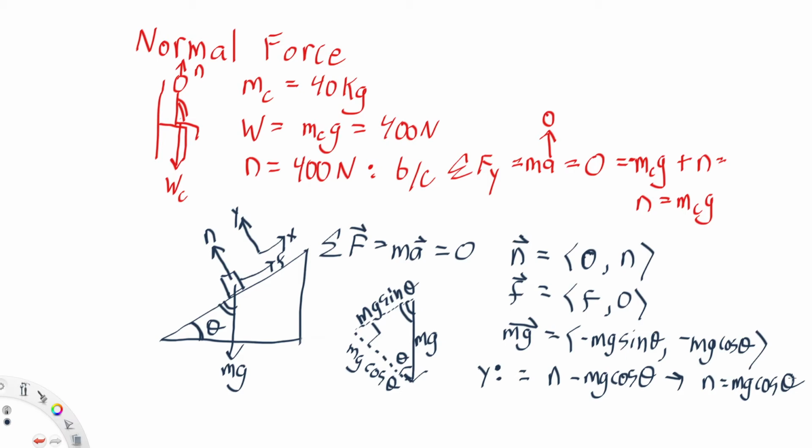Because only part of the weight of the box is going into the ramp, and part of it's going down the ramp. And the part of the force that's going down the ramp, well, that's not threatening to squish the ramp at all. So the ramp doesn't need to push back.